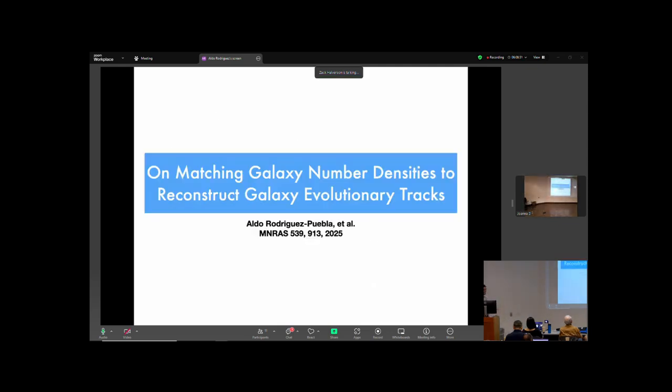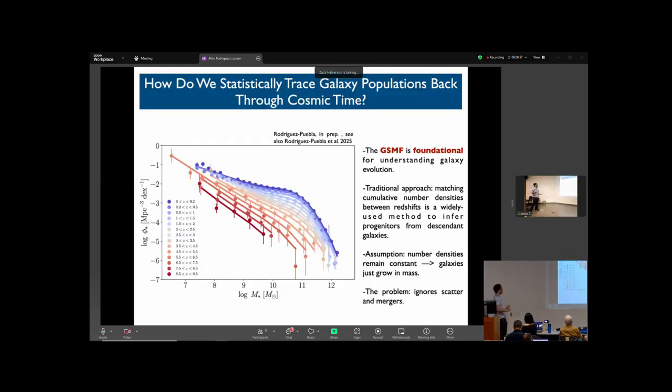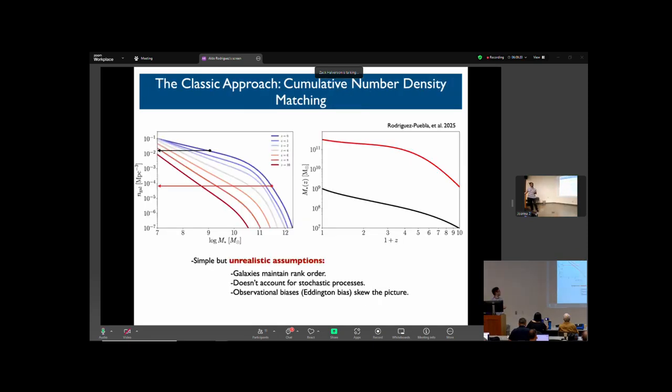Okay, so after that, I'm going to my real talk about this paper that we published. The galaxy stellar mass function is one of our key quantities to understand how galaxies are growing in time. Essentially, if galaxies are growing only in mass, they will move in this way, since the galaxy stellar mass function has a lower amplitude at higher redshift. So the way that we figured out how to understand how galaxies move around the galaxy stellar mass function was in a very simple way.